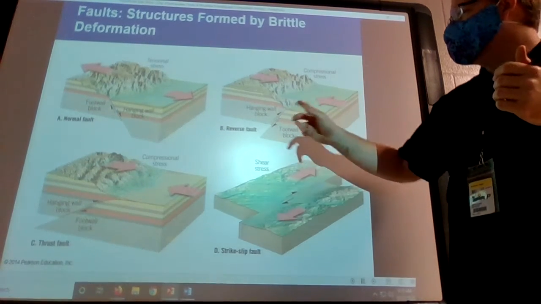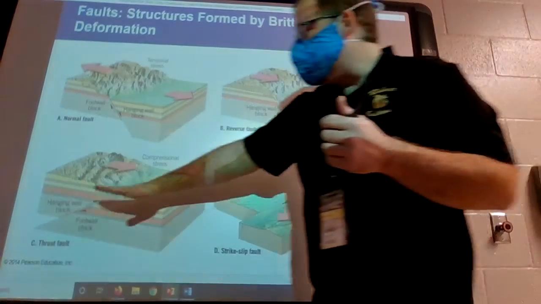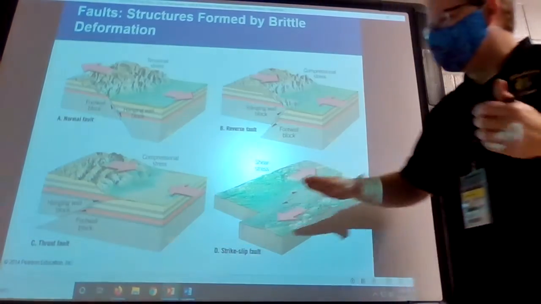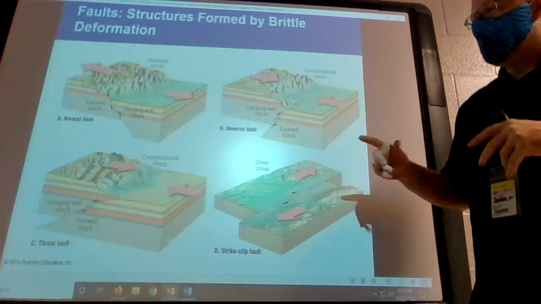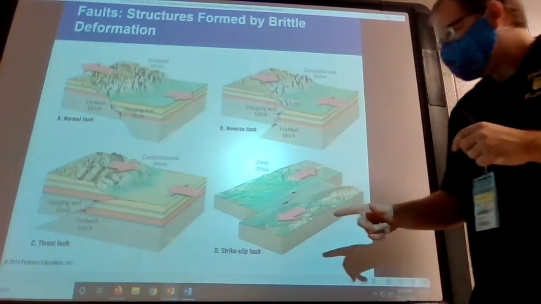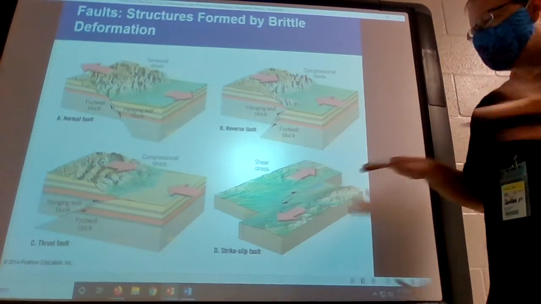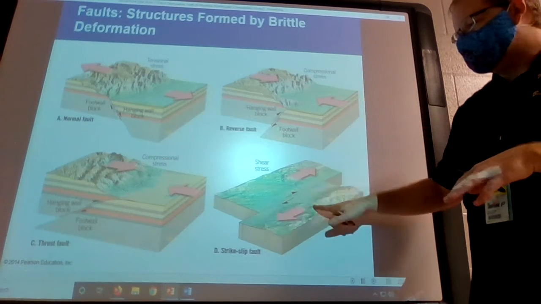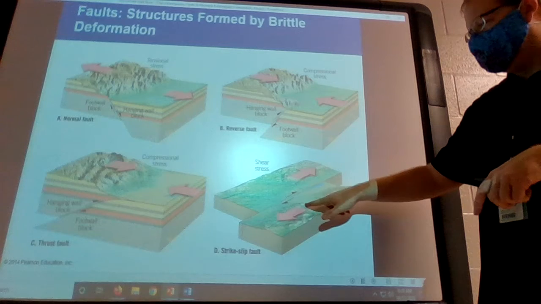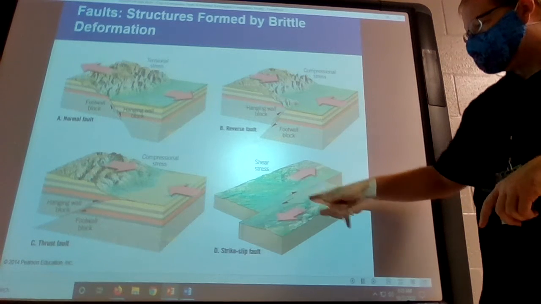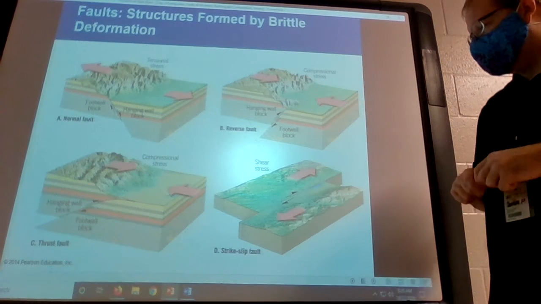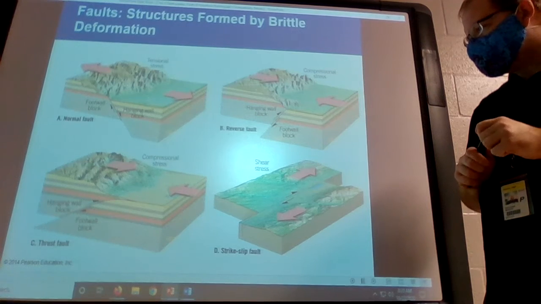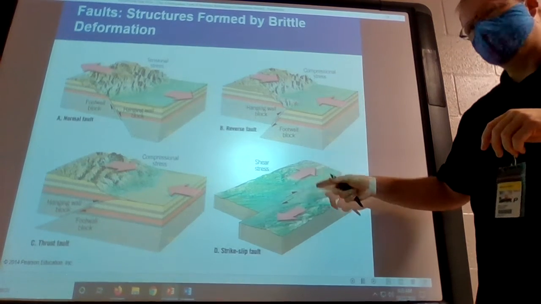And then if it's a reverse fault, but the angle of the fault plane is a little bit more inclined, that will give you your thrust fault. And then here, no up and down, no mountain building or anything like that, just sliding side to side. This is your strike slip fault. And you can see the river has been offset where it used to come straight across. Now it's moved over.